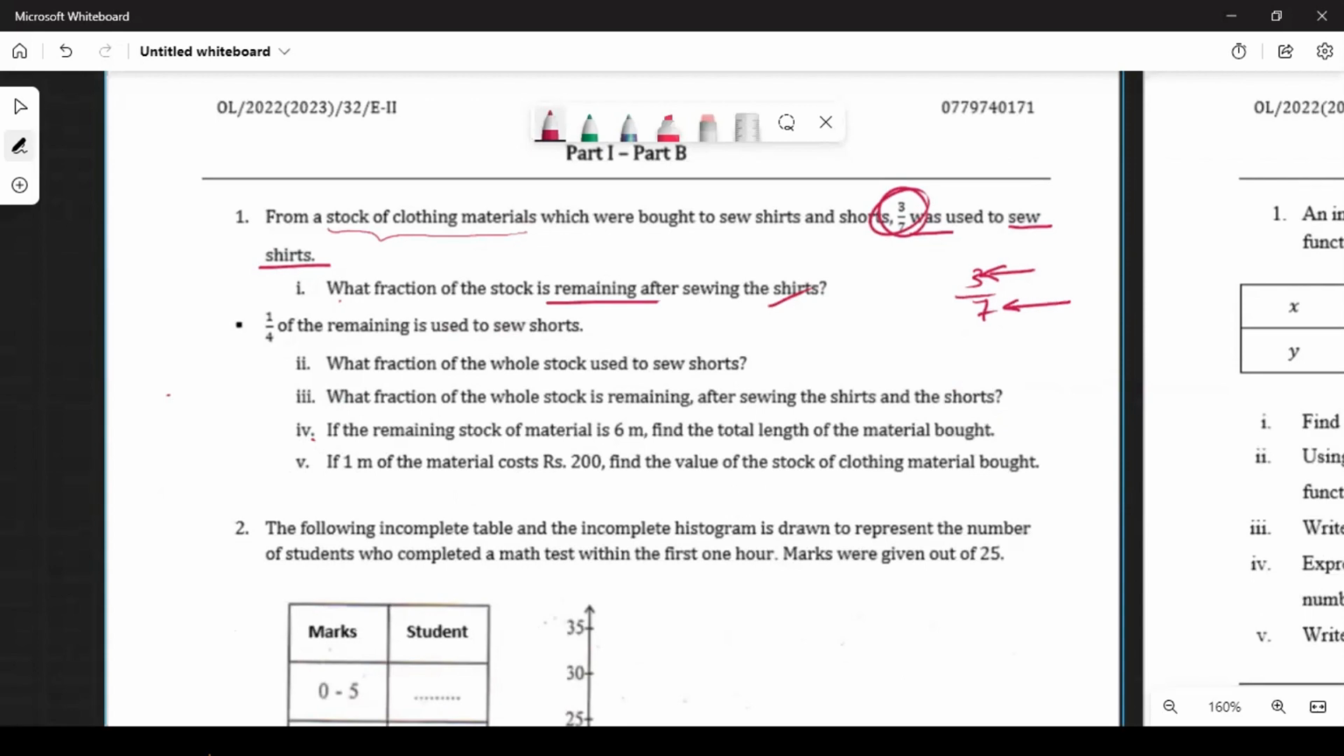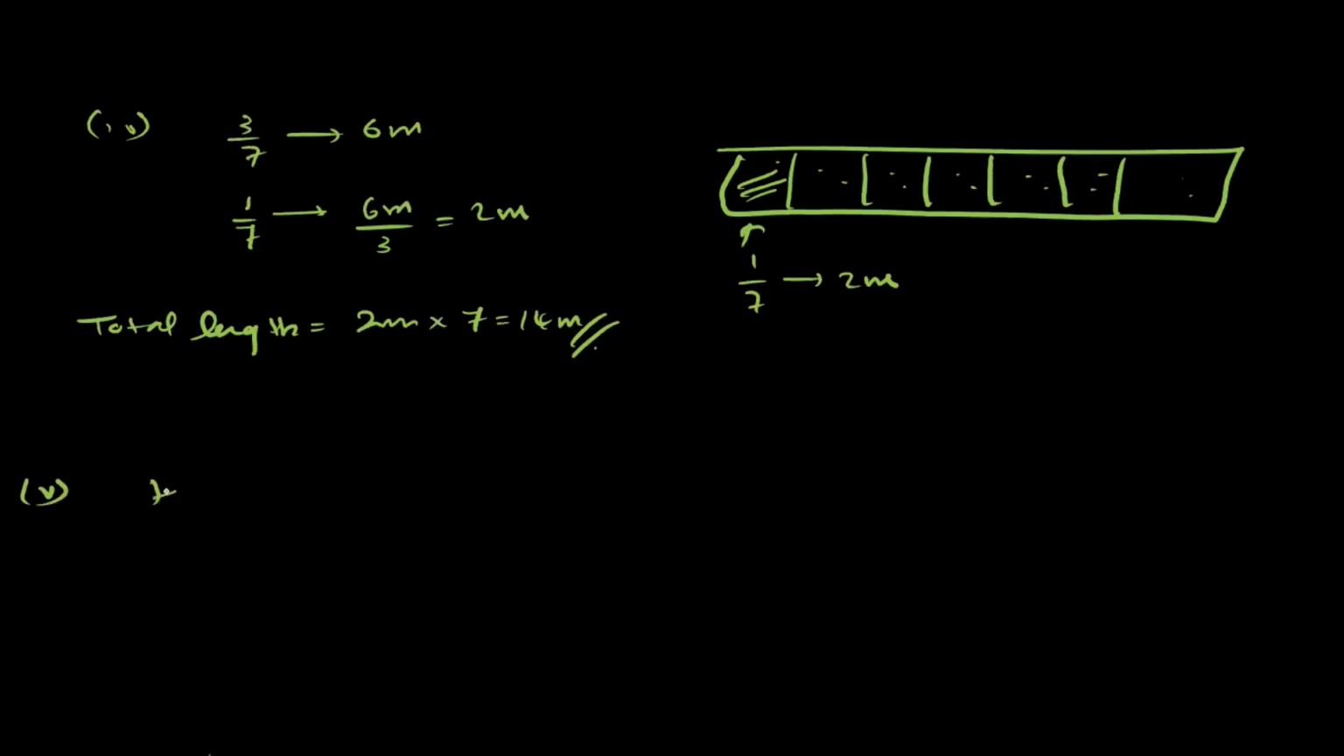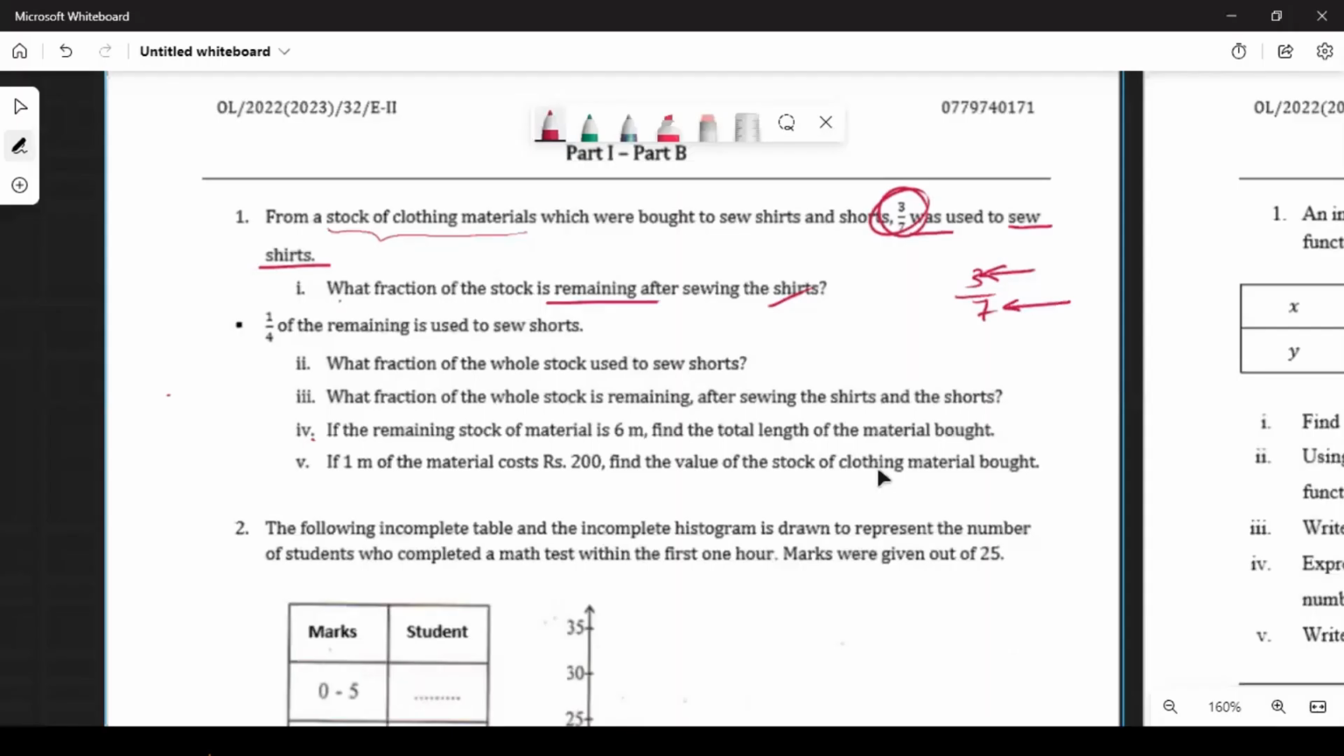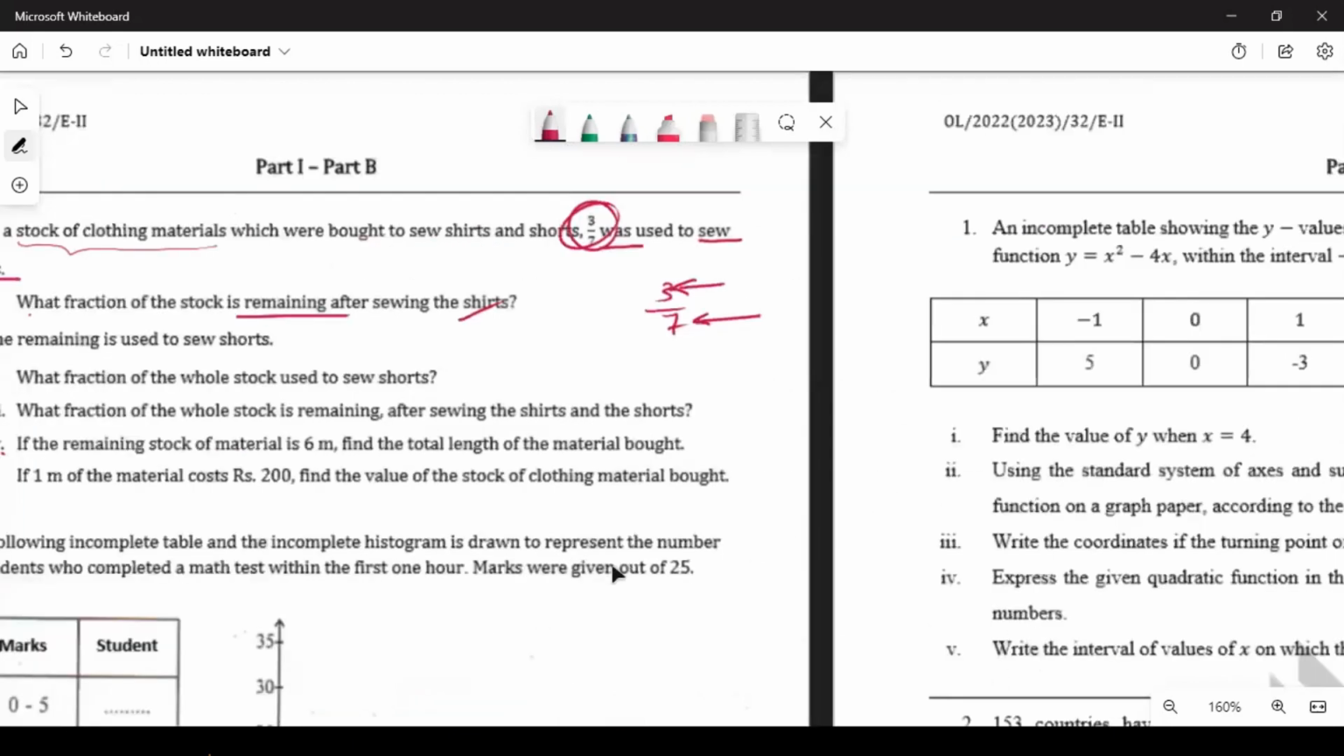We have 14 meters in total. You don't have to write a sentence for that. Total price you have to calculate. 1 meter equals 200 rupees and you have 14 such meters. So 200 times 14 equals 2,800 rupees. So that's one structured essay question. I told you, explaining short questions will take time, but for structured essay questions it won't take much time.